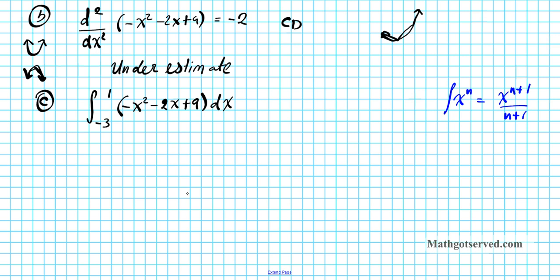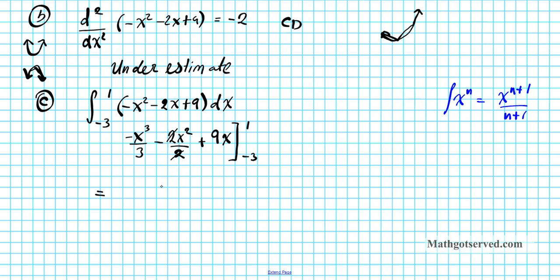If you do the term-by-term integration, the first term, negative x squared, becomes negative x to the third over 3. You just add 1 to that power, and then you make that the denominator. Minus 2x becomes negative 2x squared over 2, and these two 2's can divide out. And then the last term has x to the 0, so it's simply going to be plus 9x. So this is the antiderivative of this polynomial. We're going to be evaluating it from negative 3 all the way to 1.